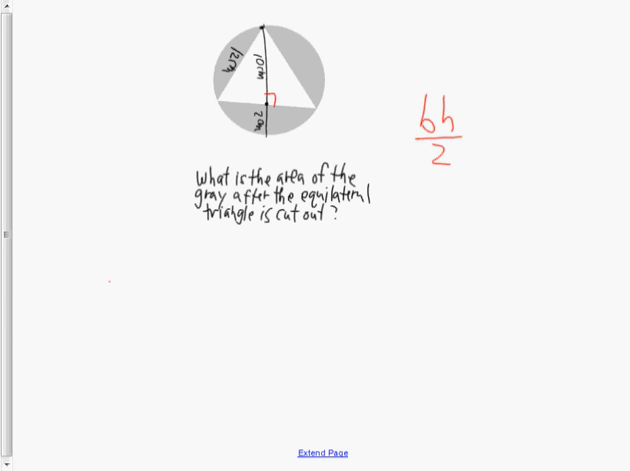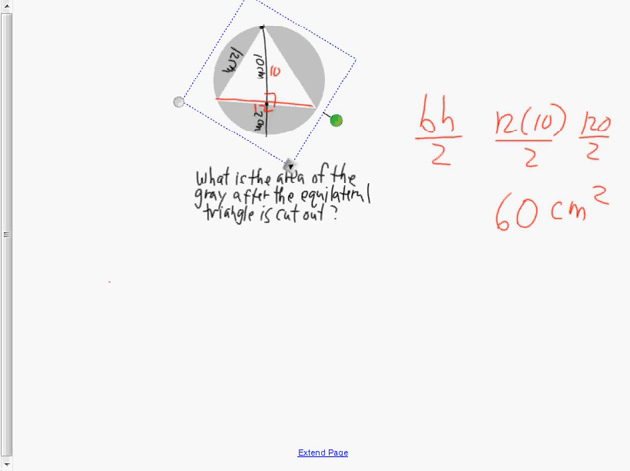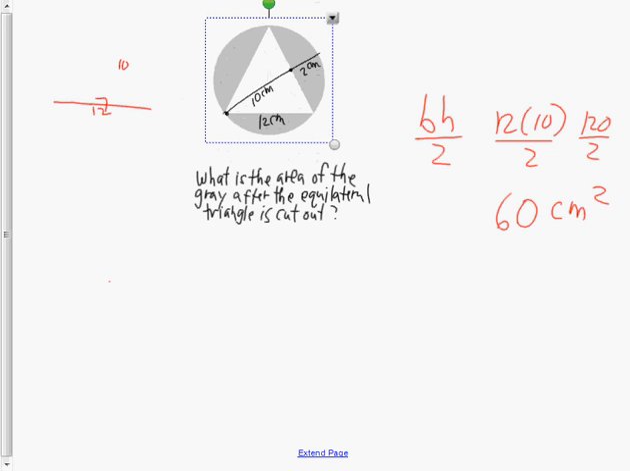So the base is 12, the height is 10, divided by 2 is 120 divided by 2. The white triangle has an area of 60 centimeters squared. So I'm going to take this straight over here, take this, rotate it back. Now, what is the area of the circle itself?